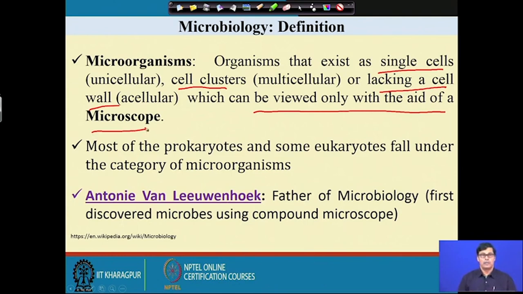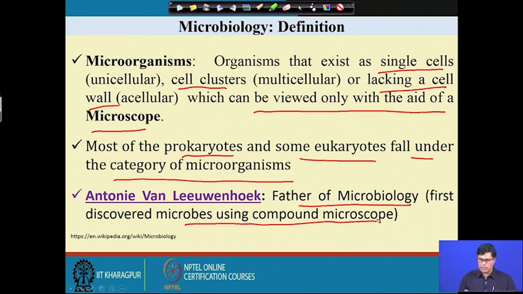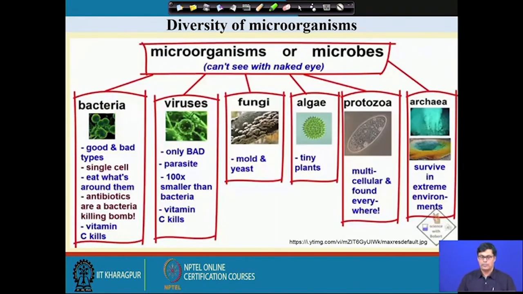This is the definition of the microorganism that we have. Most of the prokaryotes and some of the eukaryotes fall under the category of microorganism. Now Anthony van Leeuwenhoek, the father of microbiology, first discovered the microbes by using the compound microscope. So now what is the diversity of the microorganism?